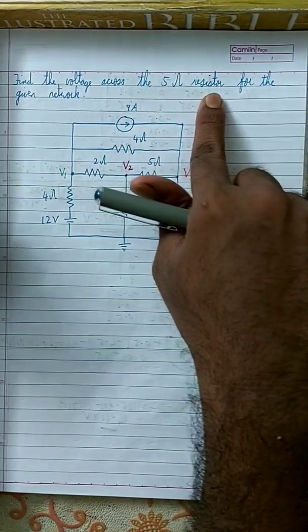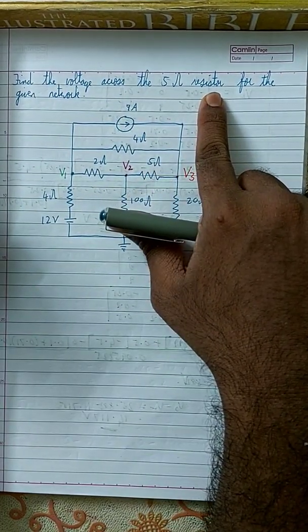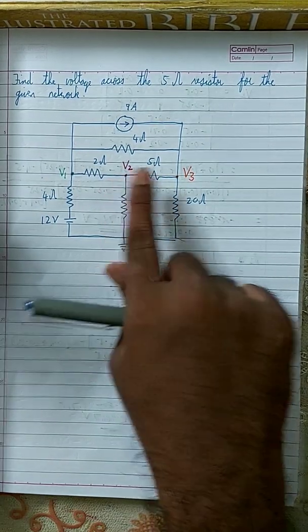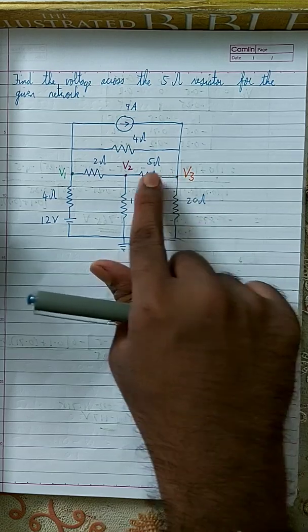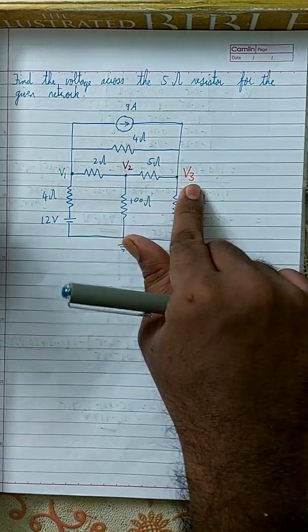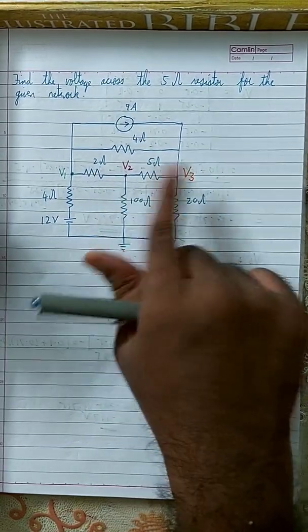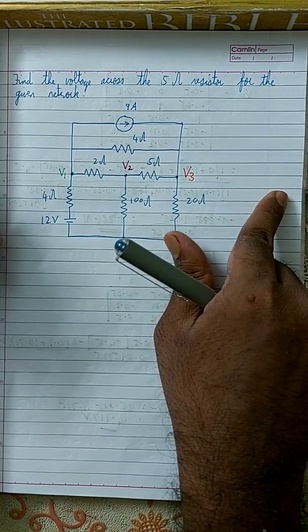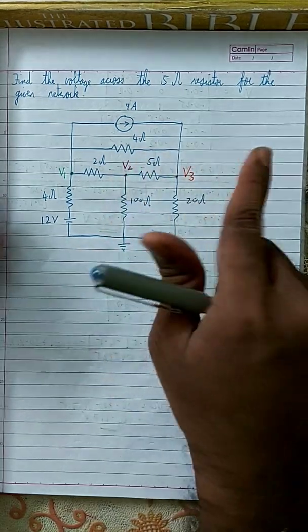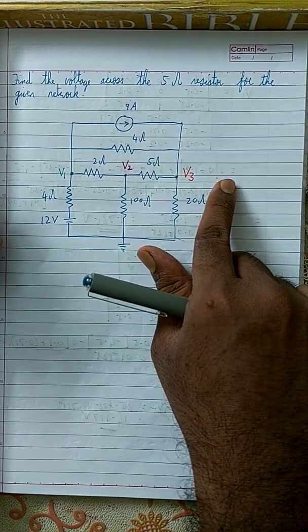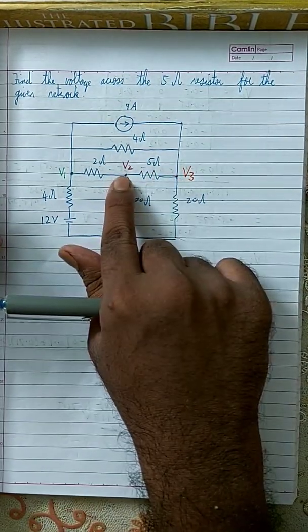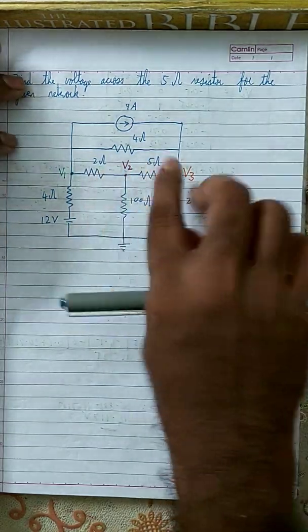Look at what the question is: find the voltage across the 5 ohm resistor. The voltage at one end of the resistor is V2 and at the other end is V3, so the potential difference across the resistor is V2 minus V3 or V3 minus V2, whichever is positive. If V2 minus V3 is negative, V3 is higher potential, so the current flows from V3 to V2. If V2 minus V3 is positive, V2 is higher potential, so the current flows from left to right.